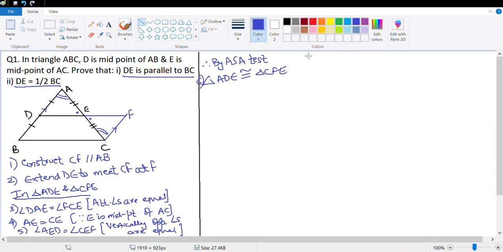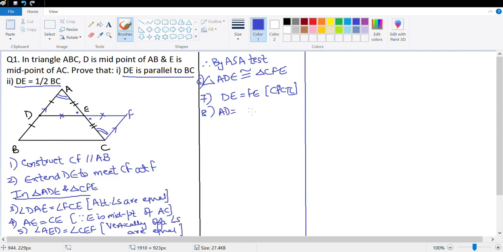Now what does this help me do? Let's see if it helps us out. Next, let's apply CPCTC, which means DE will be equal to FE. This is CPCTC. So DE and FE are equal, which means this and this part are equal. And number 8 would be AD is equal to CF. This is also CPCTC. So if AD is a single line, CF is also a single line. So yeah, that's about it.